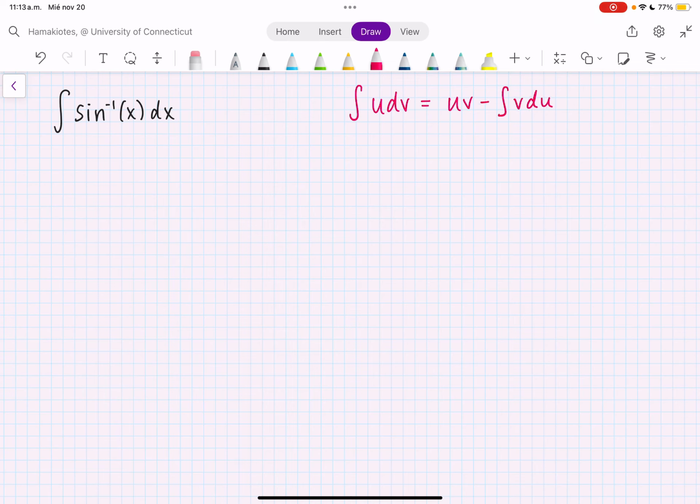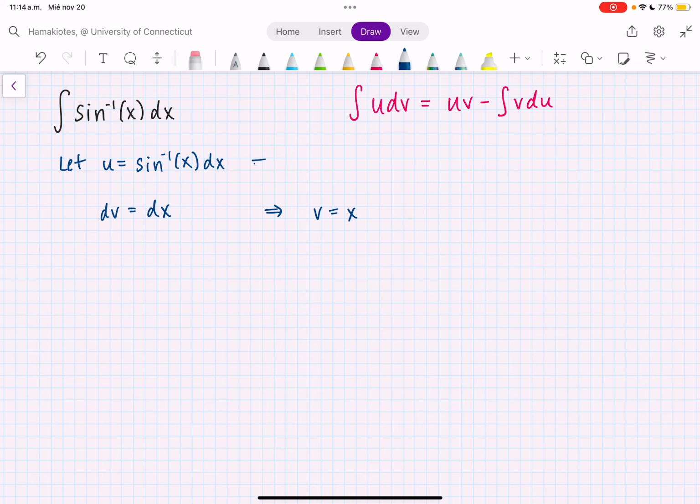So one way you can remember this is uv minus integral of v du. So first we need to choose u and dv. Well, there's only one thing we can really choose, so we'll let u equal sine inverse of x, and then dv is equal to dx. So dv can be used to solve for v. We just take the antiderivative of both sides, so v is just x.